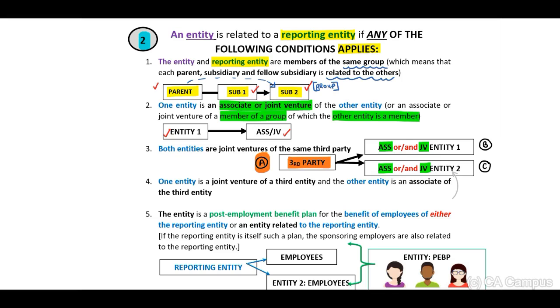Now, number 4 indicates to us that one entity is a joint venture of a third entity and the other entity is an associate. Therefore, when you look at this diagram, let's indicate that this will be entity number 1, which is the joint venture. Entity number 2 is the associate. Therefore, the standard indicates to us that these entities, the one being the joint venture and the other one being the associate to the third party, will be related parties.